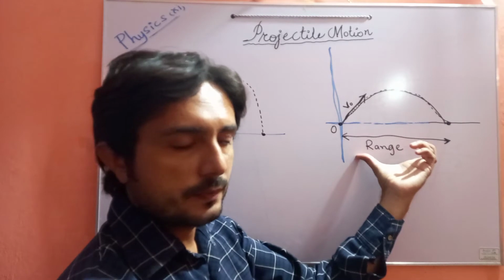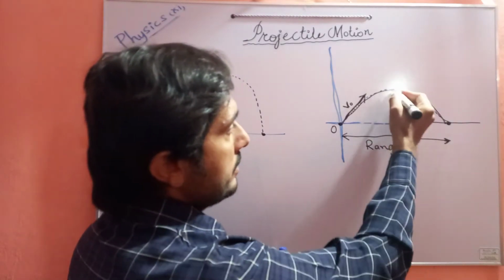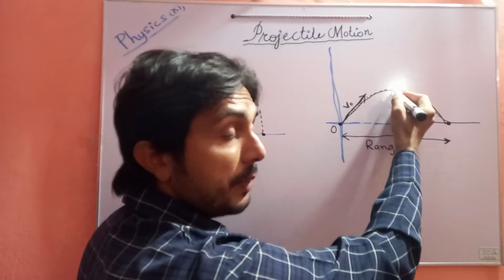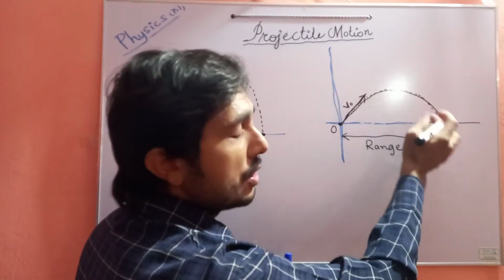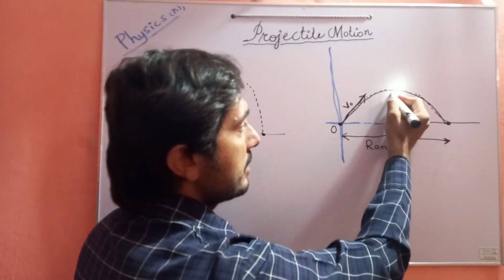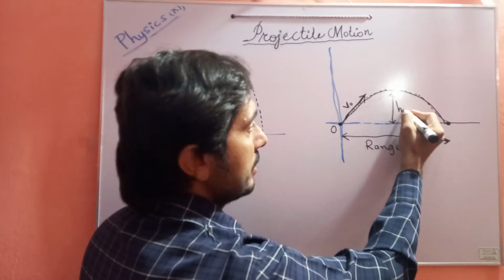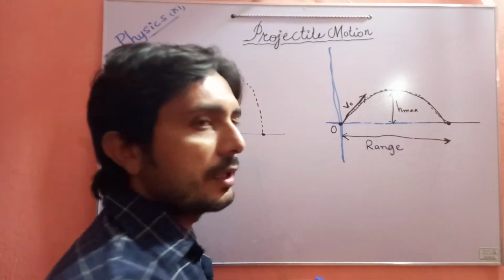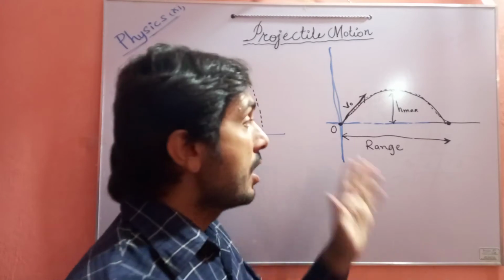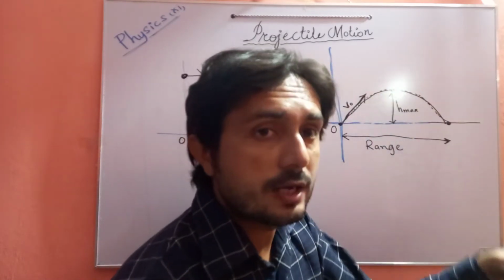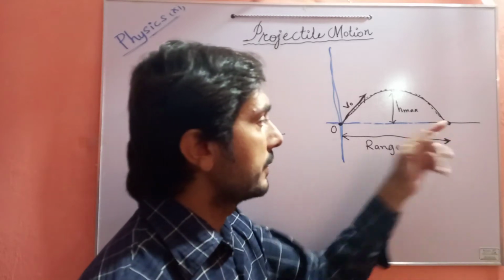This is the point where the body stopped moving up and started to move down. Now that point is known as the maximum height. H maximum we can write down here. It means the ball reached the maximum height and then it started to fall down to the x-axis.